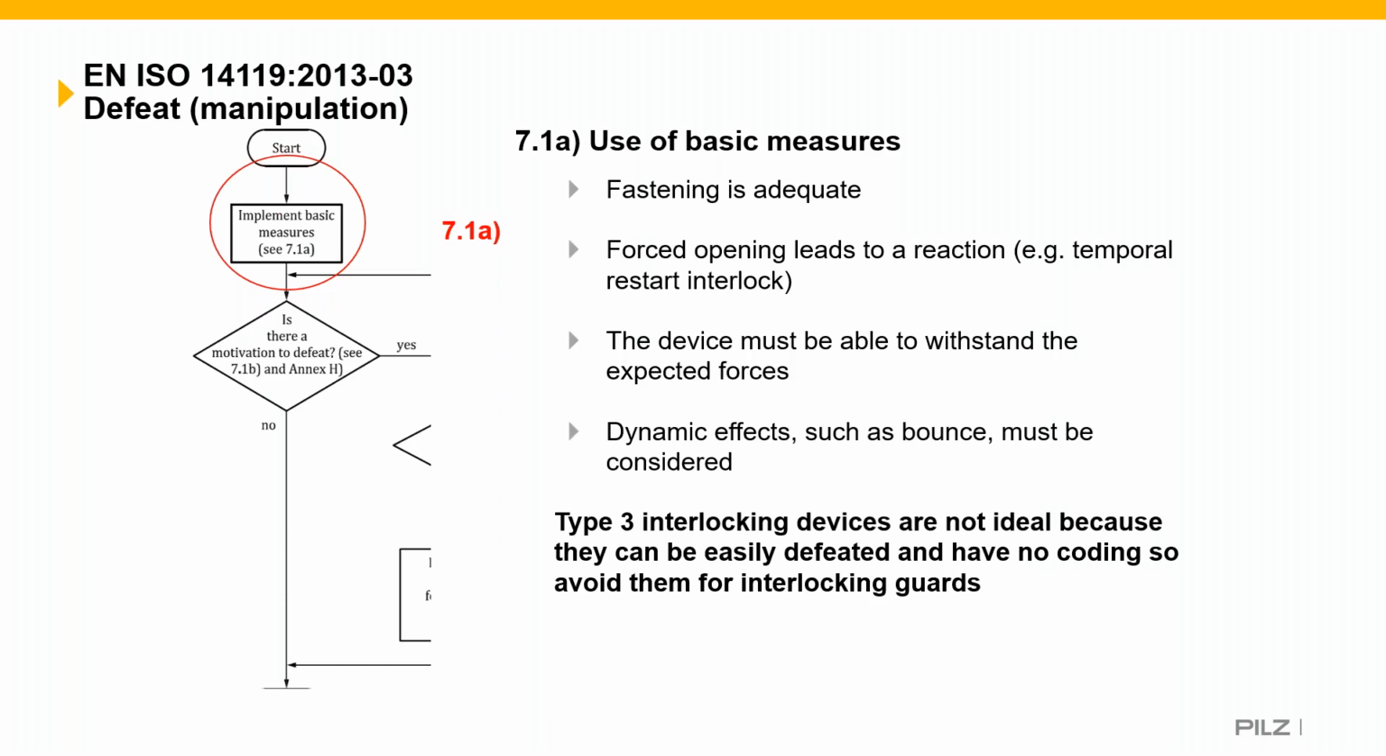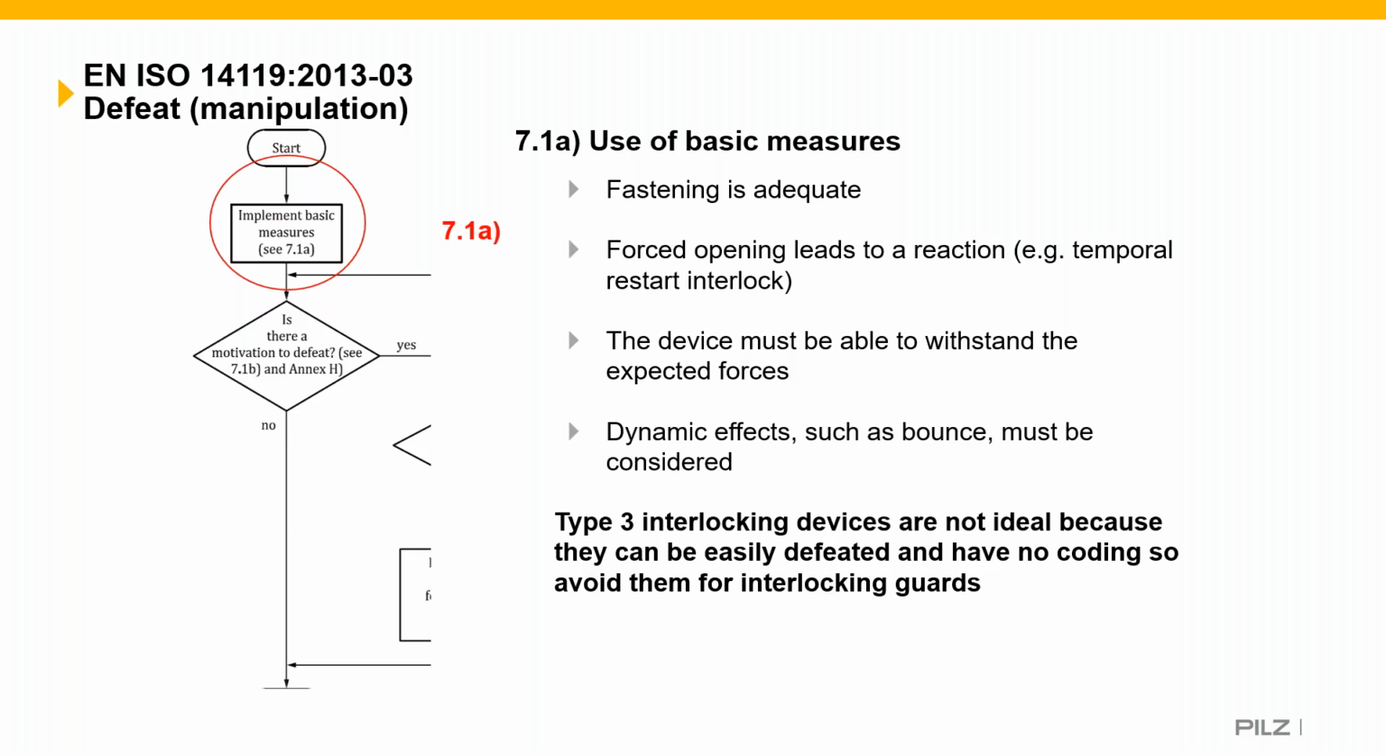So, use of basic measures. The fastening shall be adequate, so they should be reliable, and loosening them shall require a tool. Self-loosening shall be prevented. Forced opening of the interlock must lead to a reaction, i.e. damage or equivalent time-consuming measures, so it could be a temporary restart.